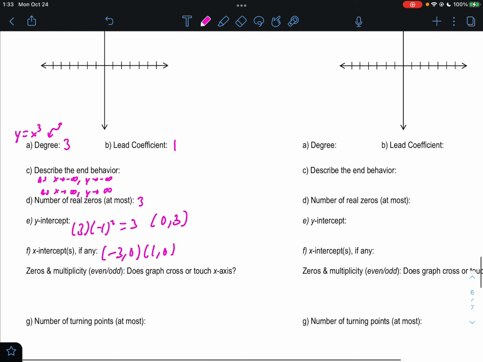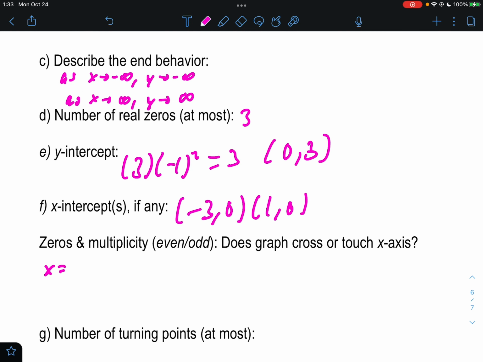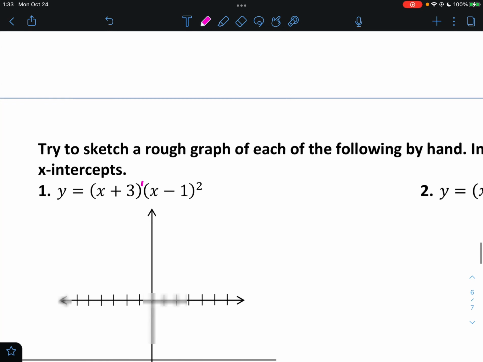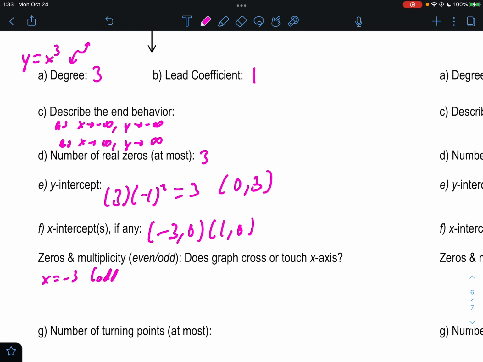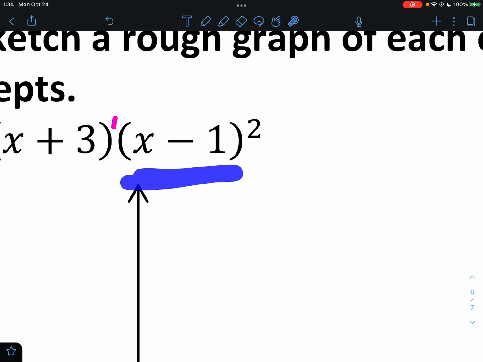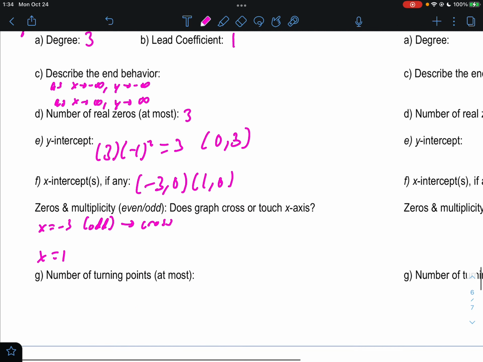Now the multiplicity. X equals negative 3 comes from here, which is a first power. So that's odd, so that will cross the x-axis. X equals 1 comes from here, which is 2, so that's even. So that will, you could say, touch or bounce the x-axis there. The number of turning points: the degree was 3, so 3 minus 1 would be 2.